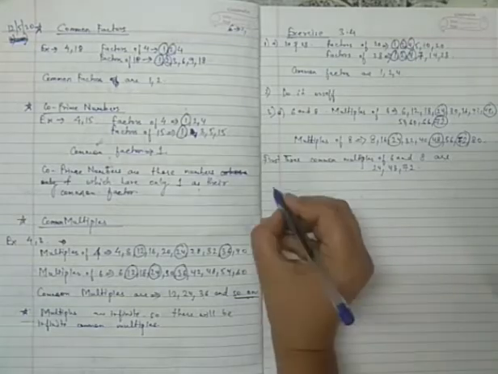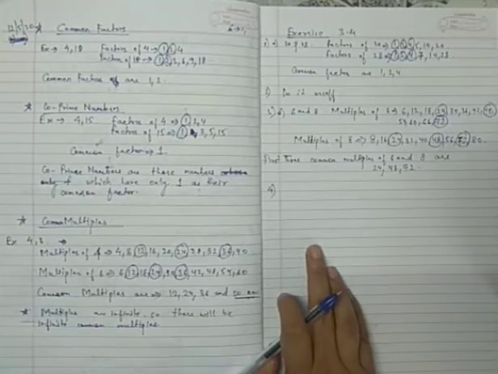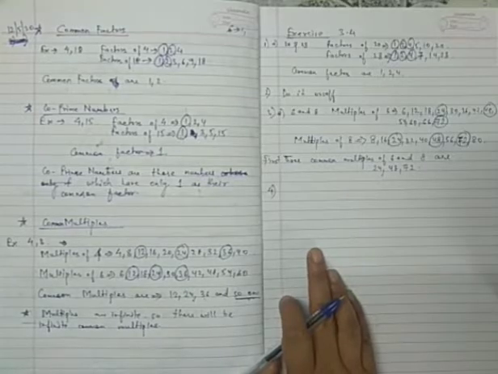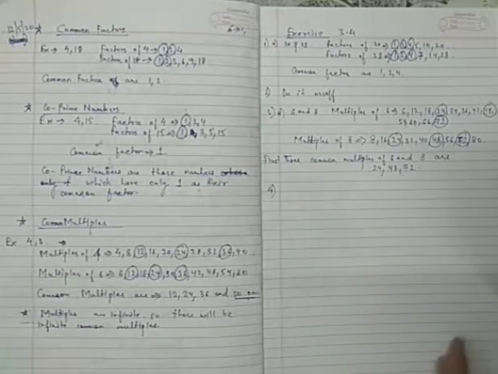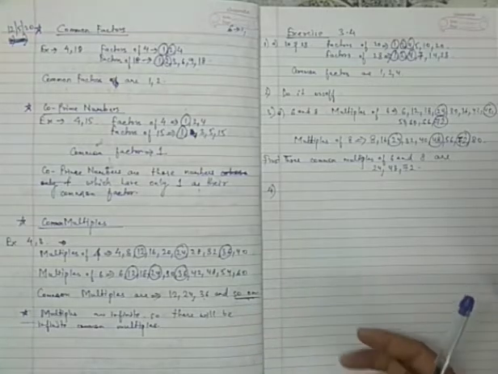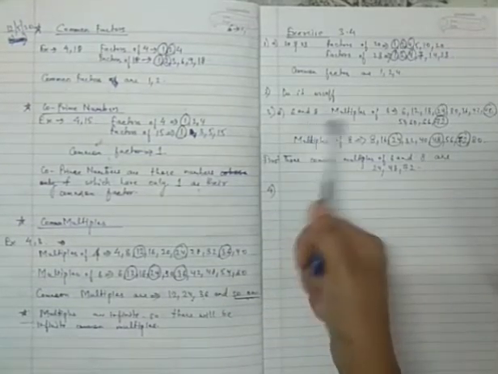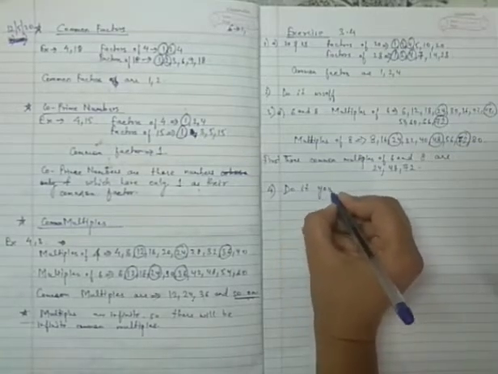Now the next question, number 4. Question number 4 is an interesting question. You have to write all the numbers which are less than 100, which are common multiples of 3 and 4. First you will write all the multiples of 3 and all the multiples of 4, but they should be less than 100, right? Now in that you will find out the common multiples. I have already explained how to find the common multiples. So question number 4, you will do it yourself.